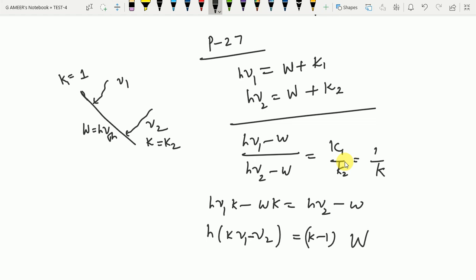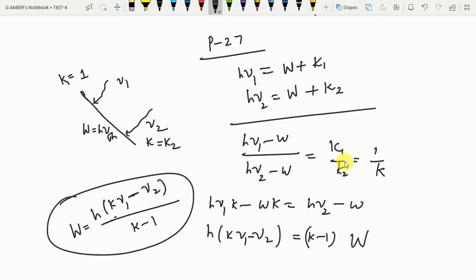So we need to comment on the work function, that is h into k nu 1 minus nu 2 divided by k minus 1. So this is the best option. The best option for the work function will be h multiplied by only the threshold frequency. W is equal to h times nu threshold, which is k nu 1 minus nu 2 divided by k minus 1. It is there in the B option. This is just manipulation, there is nothing else in this problem. Let us go for the 28th problem.